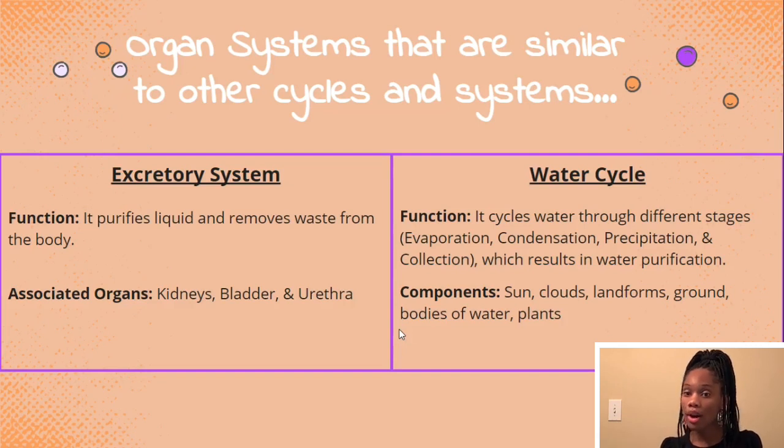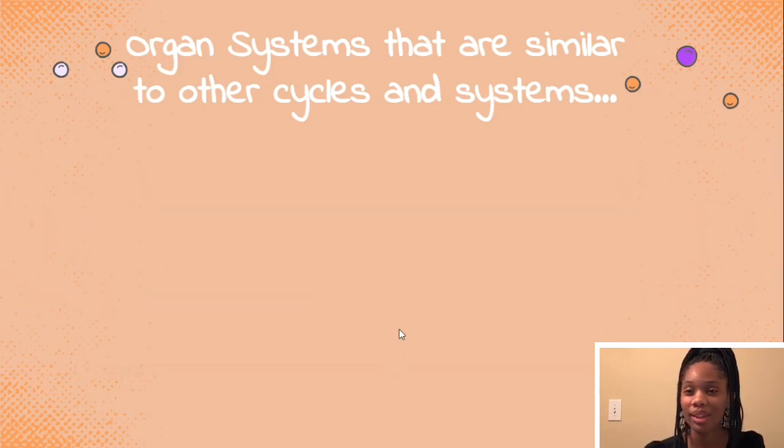So how are the excretory system and the water cycle similar? Well, first they both have many components that work together to make the system work properly. And second, they both purify water or liquids. All right, that was fun.